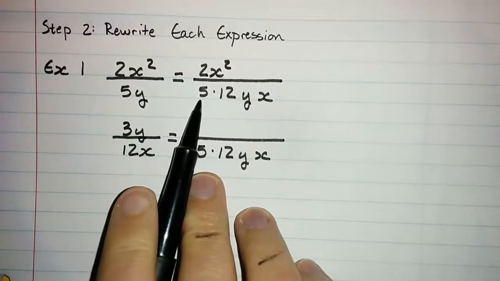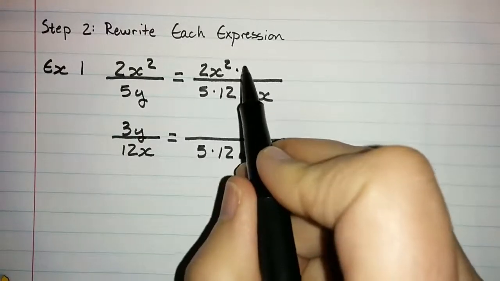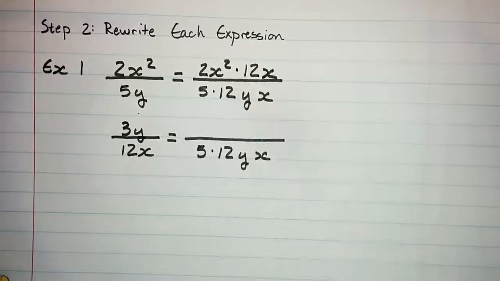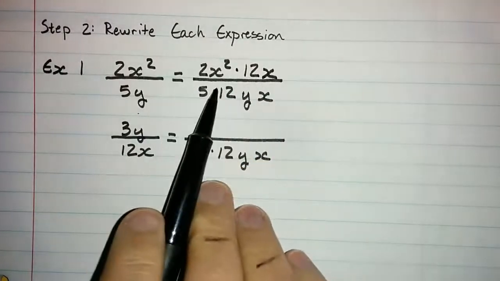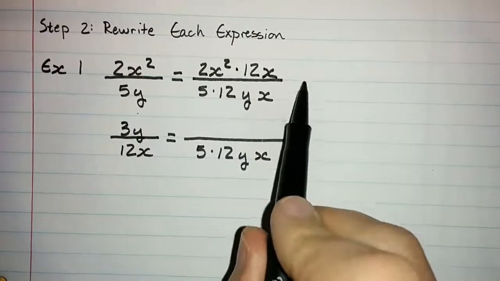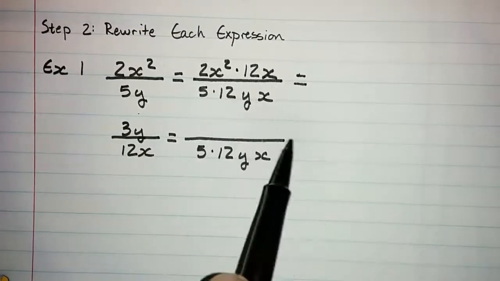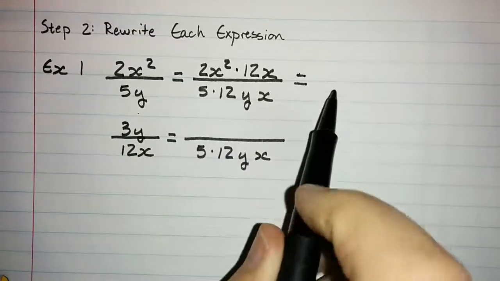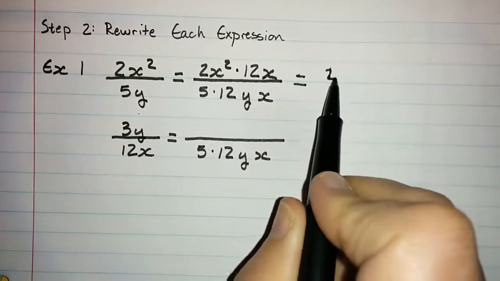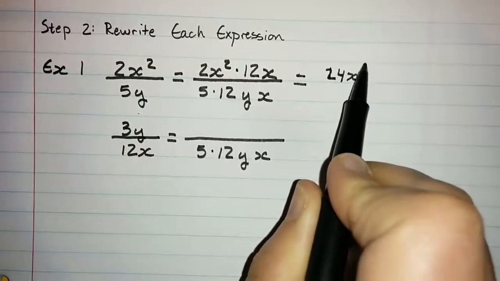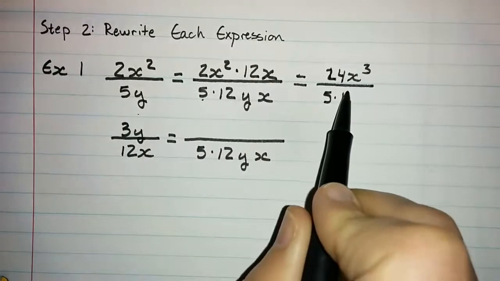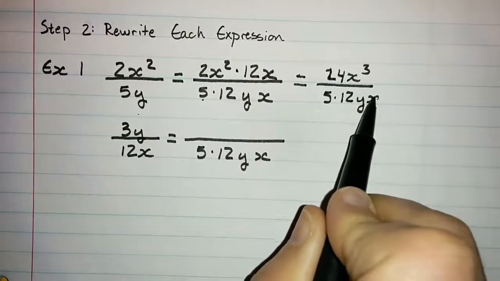We didn't need a 5, but we did need a 12. We didn't need a y, but we did need an x. This is what we needed to multiply by to get this denominator. Therefore, simplifying by carrying out multiplication, we have 24x cubed over 5 times 12 yx.